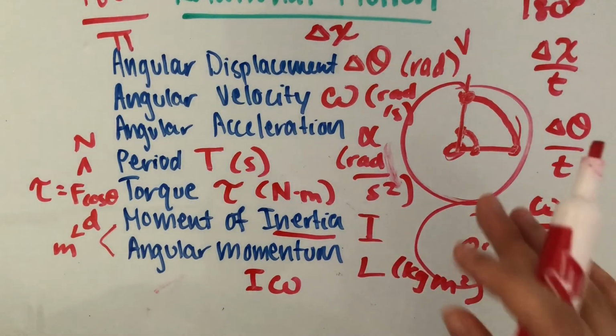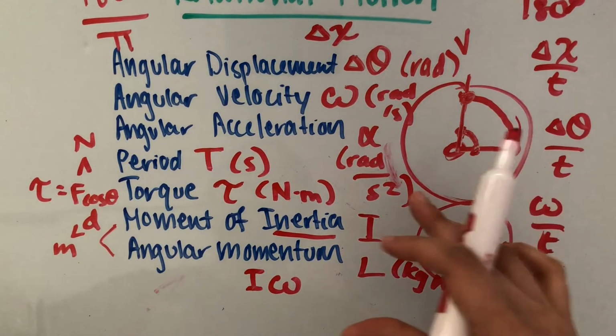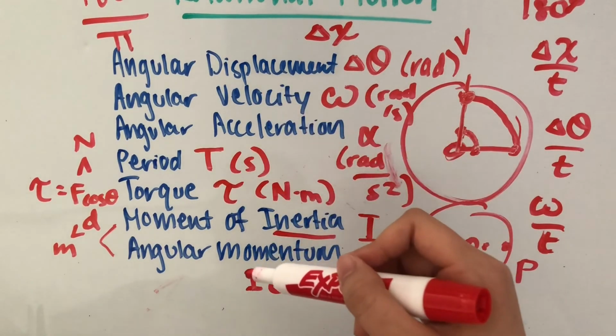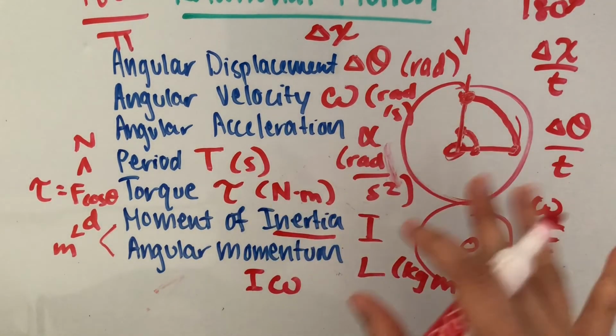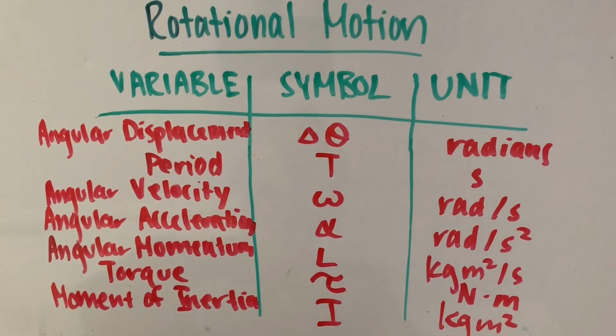But for now, I'm just going to create a table with all of the rotational motion variables, their symbols, and their units, just so that you can actually read all of this. So here's a handy table that I made with all of the rotational motion variables, symbols, and their corresponding units. If you want, you can pause here and copy down this table, and I hope it helps.